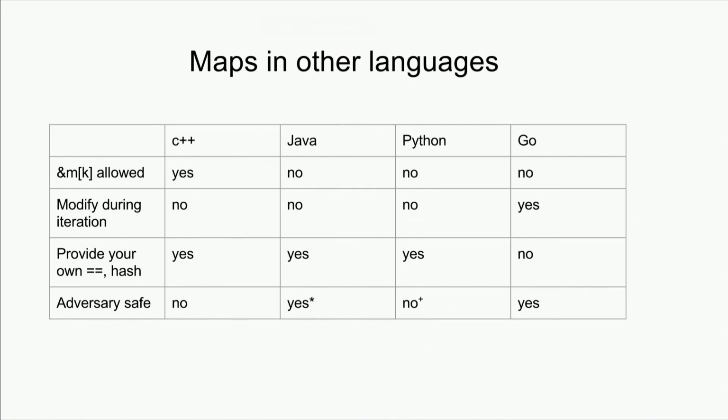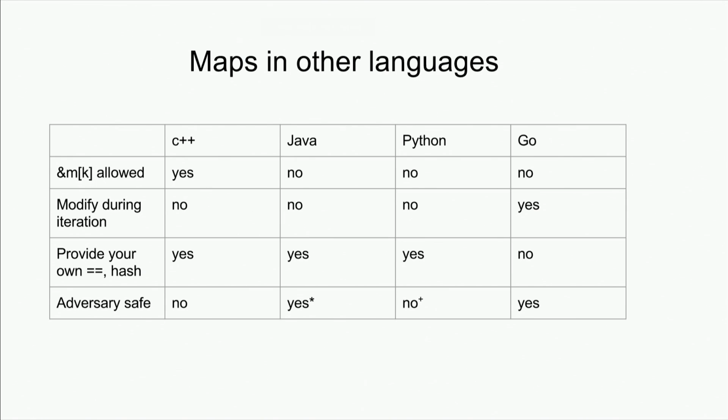So let me just change gears a little bit and talk about how Go maps compare to maps in other languages. I've selected 4 other languages more or less at random, ones I know, and compared what Go maps do versus what other languages can do. The first thing you might think about is, can I take the address of a value slot, someplace in the bucket in my map? And in Go, you can't do that. And in all of the other languages, except for C++, you can't do that.